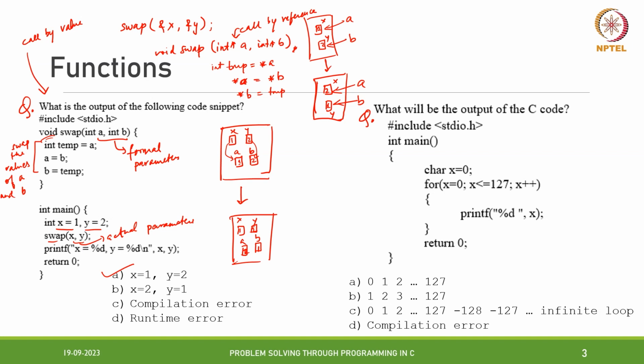So what will be the output of this particular C code? We have a char variable. Keep this in mind, a char variable. This is not particularly a functions thing, it is more of a miscellaneous question. So char variable x is set to 0, and then we run a for loop from 0 up till 127 with an increment of 1, and we print %d, that is the integer, the value of x. So what should be the output of the code?